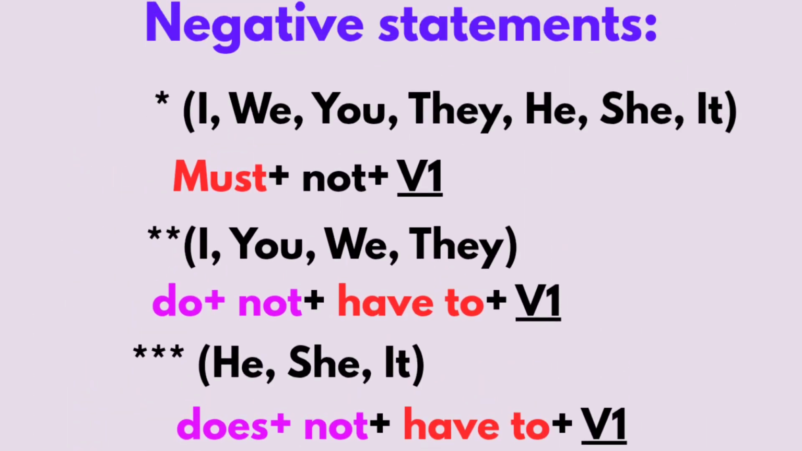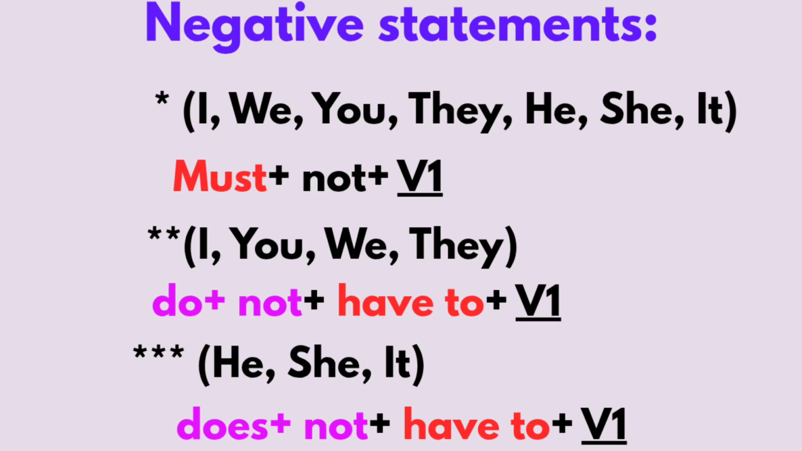Look at the structure in negative statements. We have subject pronouns I, you, we, they, he, she, it. For these subject pronouns, we follow the same structure: must plus not plus V1. We must not do that. They must not do that. He must not do that. I hope it is clear.